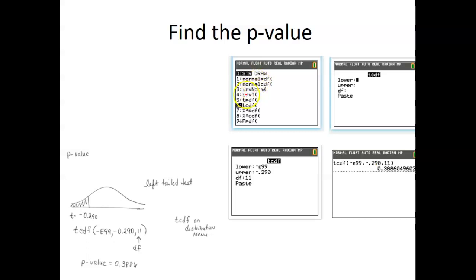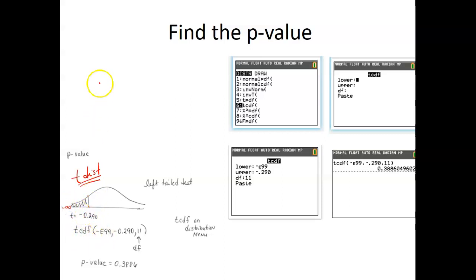Okay, so what I want to do is find my p-value. This is going to be a little bit different. We're still going to put it on the curve, except this time it is a t-distribution instead of a normal distribution, but it still looks the same. We're going to draw in here and put our test statistic, which was negative 0.290. It's a left-tailed test, so we're going to come from negative infinity to this value here.